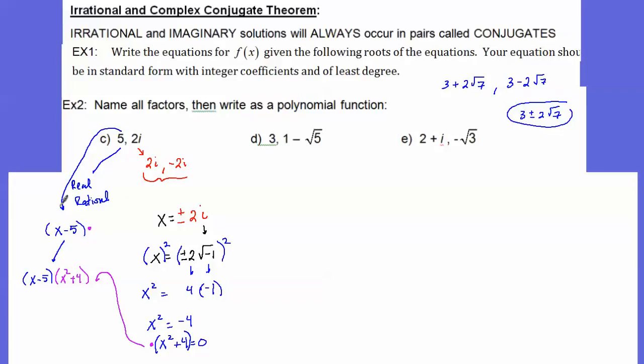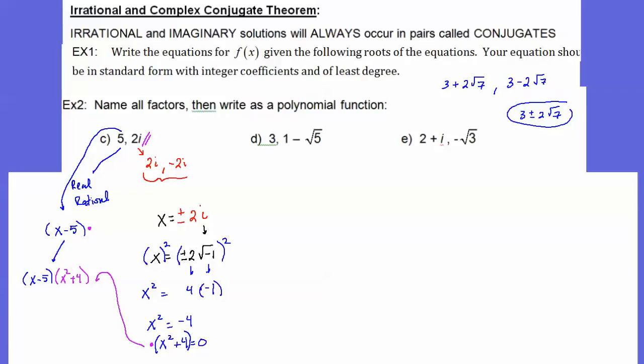So, to reiterate, the 5 creates a rational factor, which then is simply x minus 5. The imaginary answer has a partner, or a conjugate, which then creates for us plus or minus 2i. I set that equal to 0. I get rid of the radical by squaring both sides. I end up with x squared equal to 4 times a negative 1, which creates negative 4. I make it equal to 0, creating a binomial of x squared plus 4. That is the factor produced from the imaginary answers.